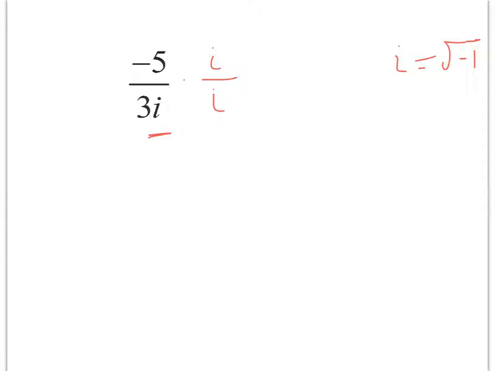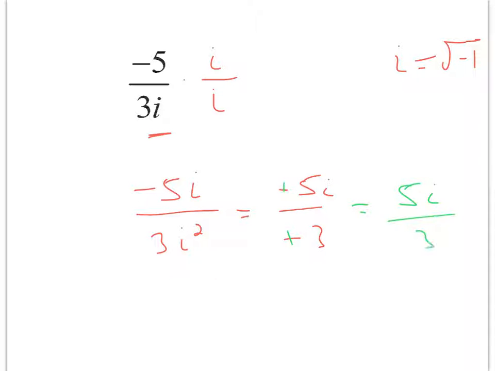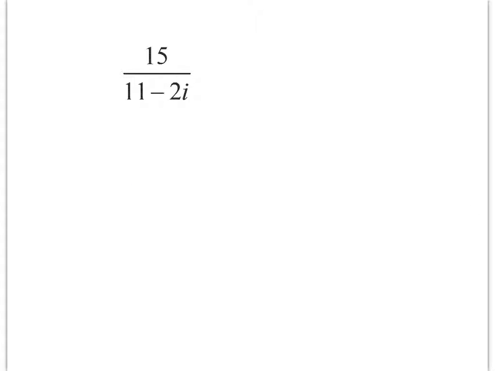Up top now I get negative 5 times i is negative 5i, and on the bottom I get 3 times i, which is 3i squared. Of course 3i squared is 3 times negative 1, so I have negative 5i over negative 3. My negatives are going to cancel and become a plus, and my final answer is 5i divided by 3, or 5i over 3.